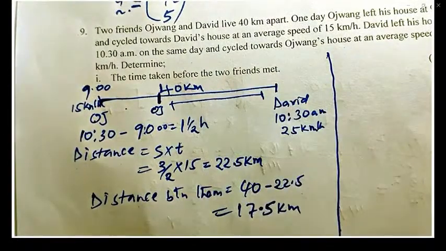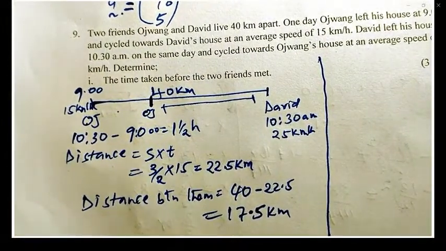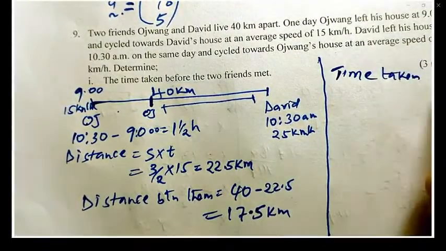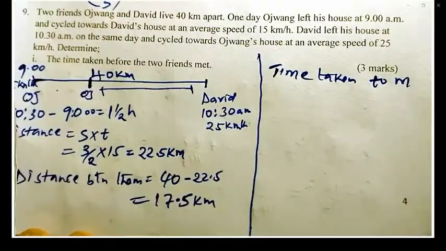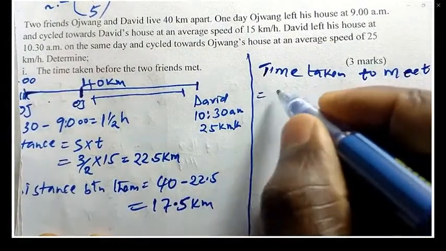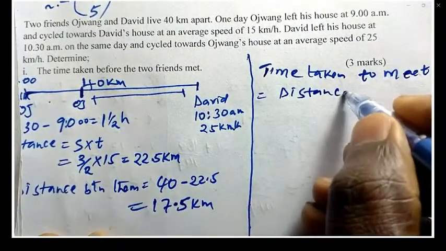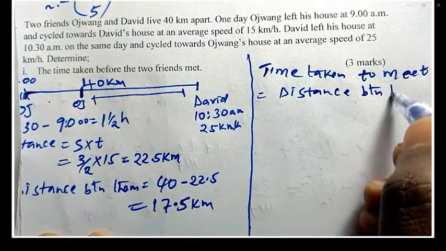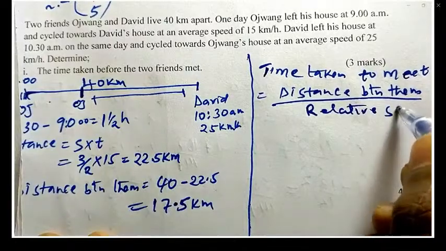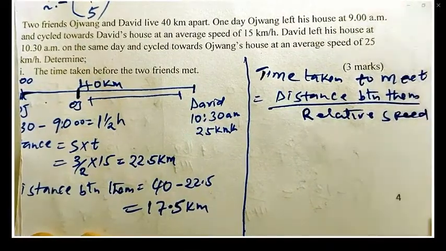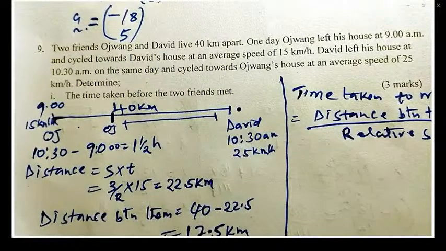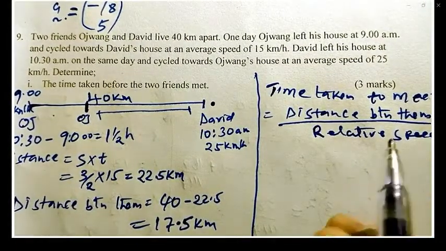Next, to find the time taken to meet, time taken to meet is the distance between them, you divide by relative speed. How do you get relative speed? Kwa sababu wanakuja, huyu anakuja kutoka hapa na hapa, wanakuja commit, unaongeza individual speed, unapata relative speed. Because they are coming to meet, so you add relative speed.